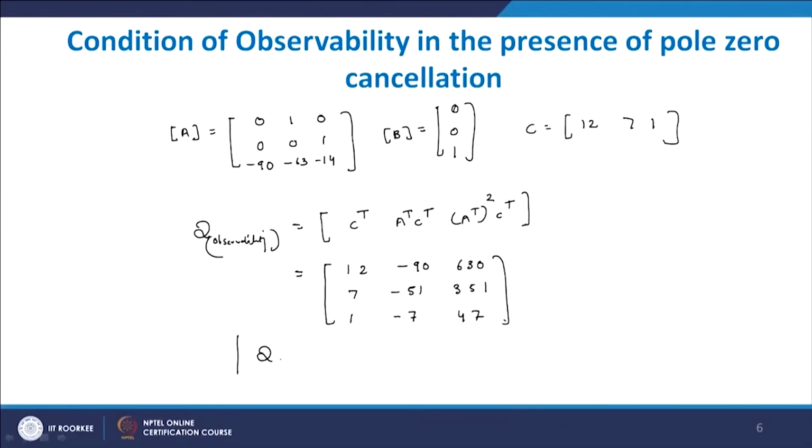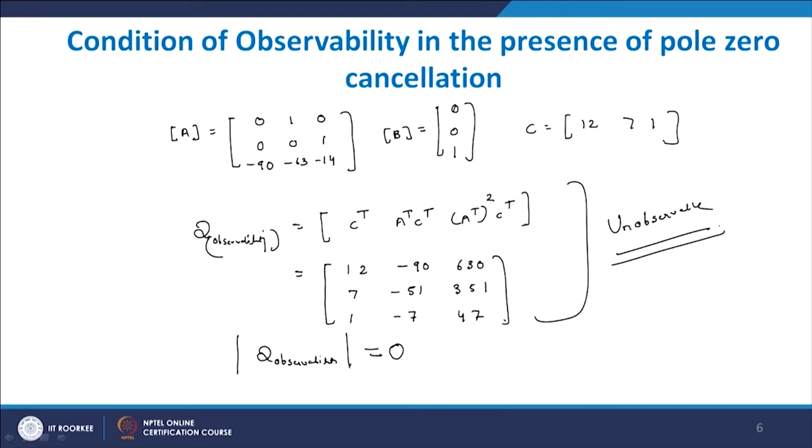Now, if you take the determinant of this observability matrix, we will find that it comes 0. So, this particular system is unobservable. Now this system is unobservable. Now what we can do, we have A, B, C.